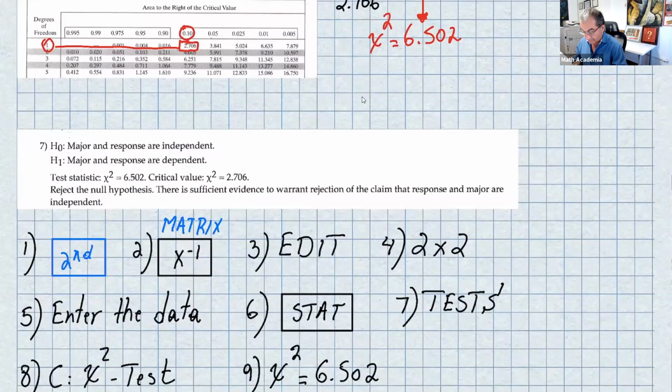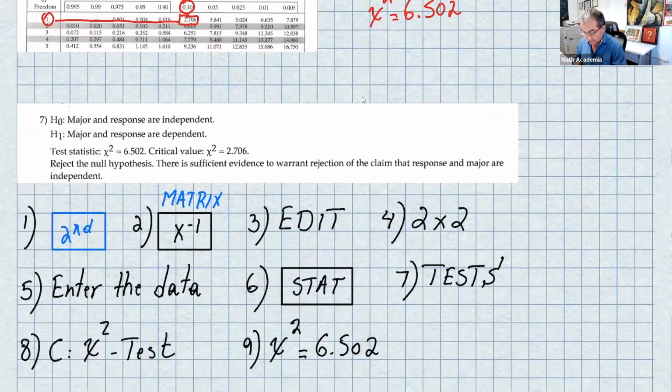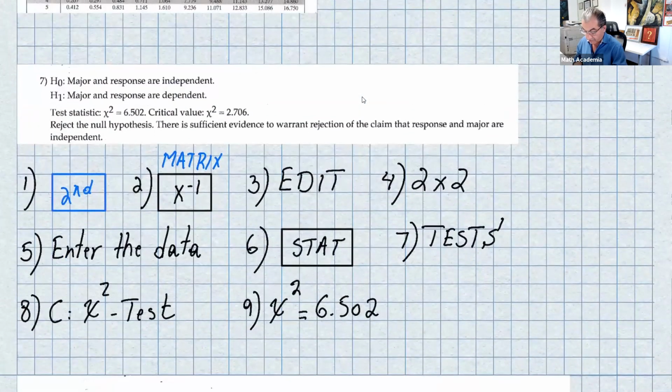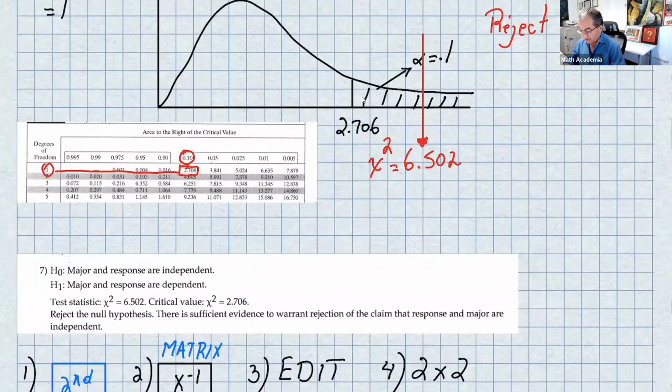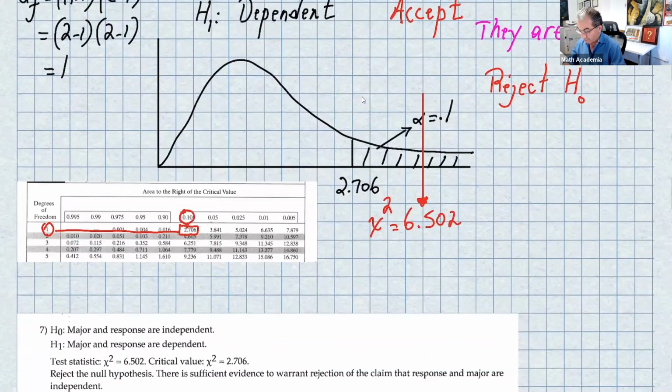And you can find this in the solution, but same way, you can go for the calculator, you go to second function matrix, that's on top of x to the power of -1. Then you scroll to edit, pick 2 by 2. This is again a 2 by 2 table or matrix. Enter the data, go to stat, pick test, then go to chi-square test, and you get 6.502. 6.502 here is after 2.706, so it's in the shaded area.